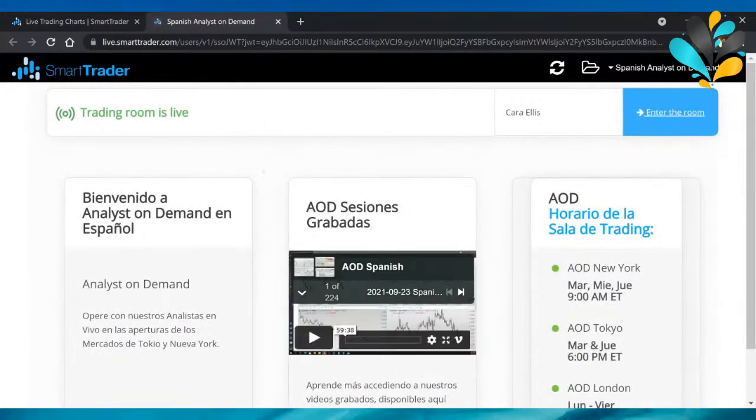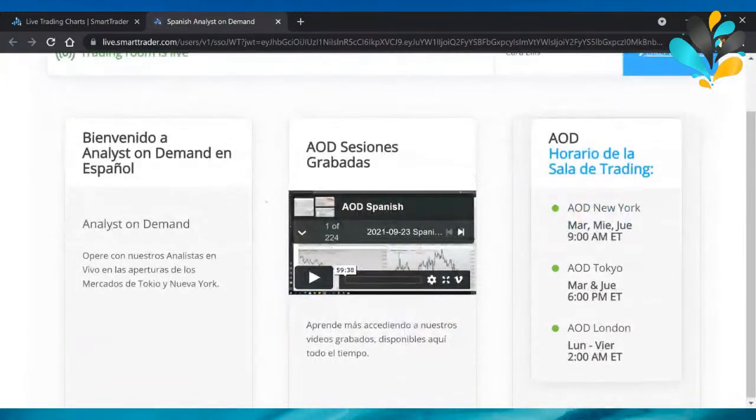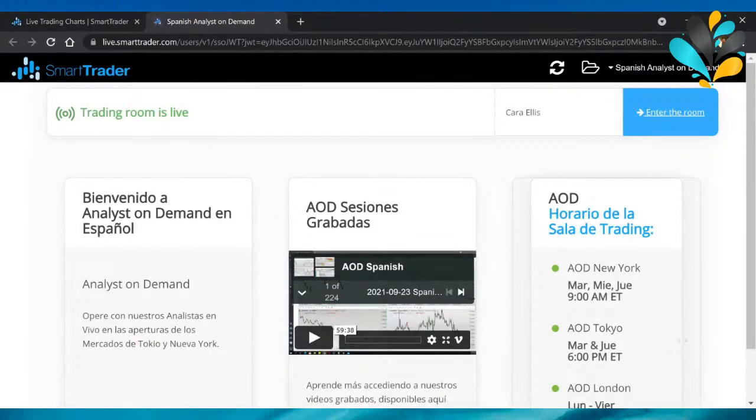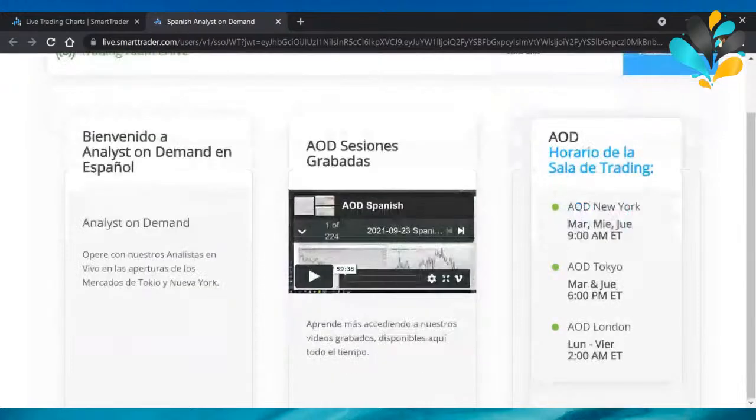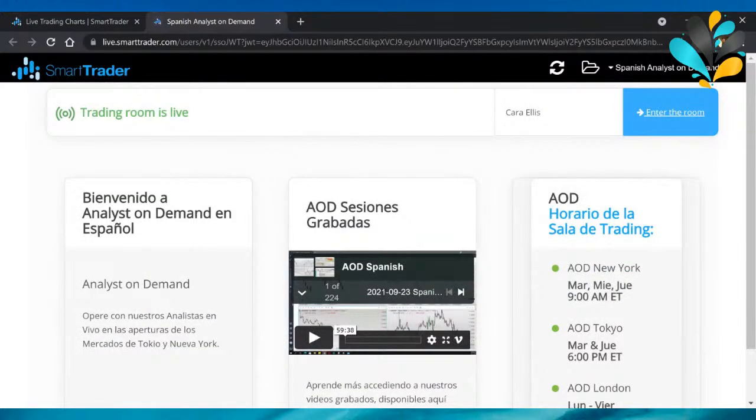So this is where you can access trading rooms live. So this has to do with Market Traders Institute, and they would be giving you more information. But as you can see, most of this is in Spanish.